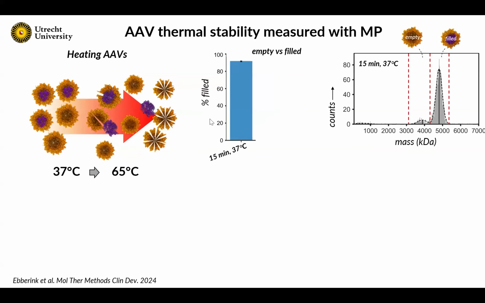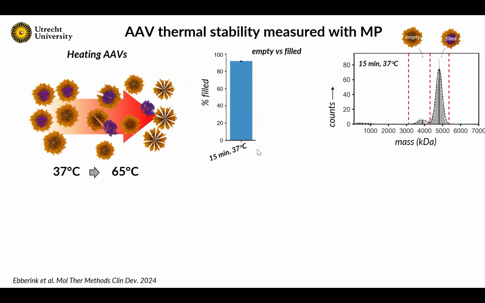So to start with, we incubated just at 37 degrees for about 15 minutes. And we can see here our mass photometry measurement. So we have our filled particles here, and then indeed some empties also there. If we then calculate the percentage of filled particles, it's about 90% or so.